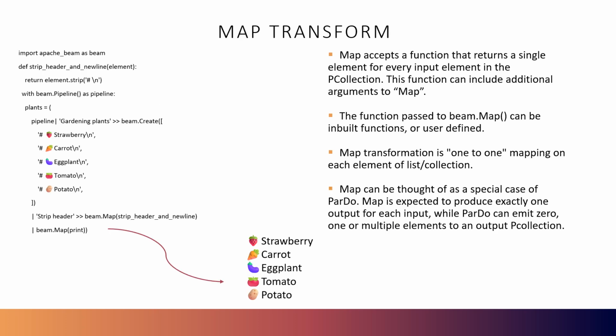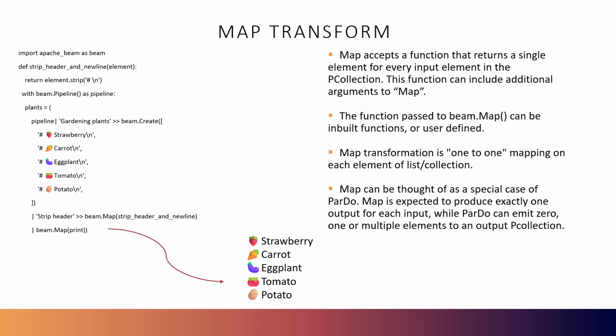We're going to talk about the Map transform. Now, this is technically the second transform that we're actually going to go into detail on. The first was Create, and that was to create a PCollection. Now, the Map transform accepts a function that returns a single element for every input element in the PCollection. This function can include additional arguments to Map. The function passed to beam.Map can be inbuilt functions or user defined. Now we're going to get into the nitty gritty of user defined functions as well. That's part of the core Beam transforms.